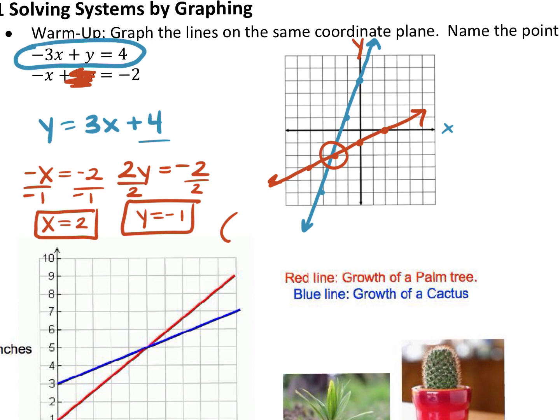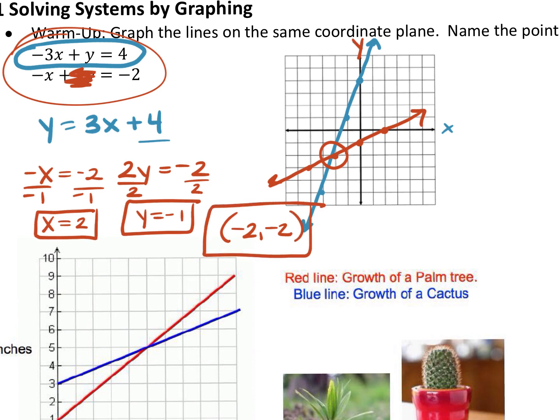On this part, you counted by twos? Yeah. Your answer should still work the same though, because you want to count by twos on your answer too, right? So this is a -2 and a -2. So the point would be -2, -2. Okay, that's what we're going to be doing today.